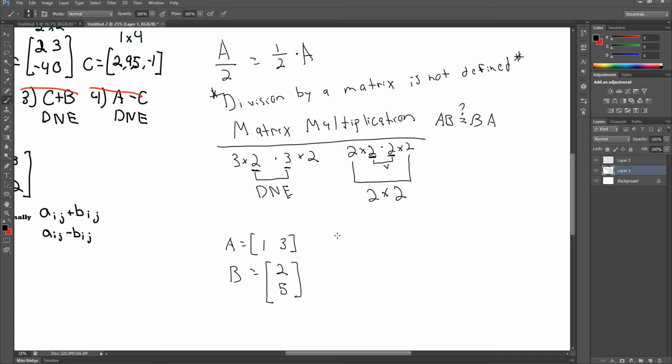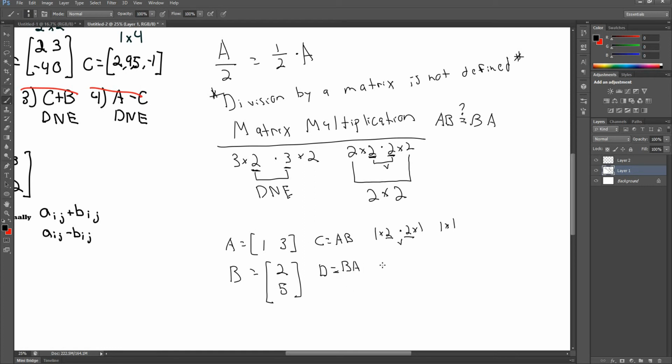Now I'm going to have A times B, which I'll call C. And I'm going to have D as B times A. The first thing I always do is write out the order. So A is a 1 by 2. B is a 2 by 1. The inside numbers are the same, so this will in fact have an answer. And the order is going to be a 1 by 1.